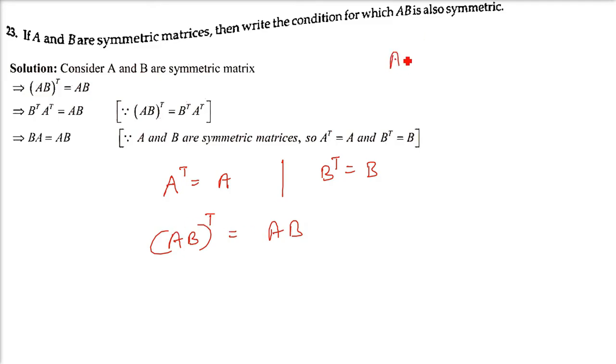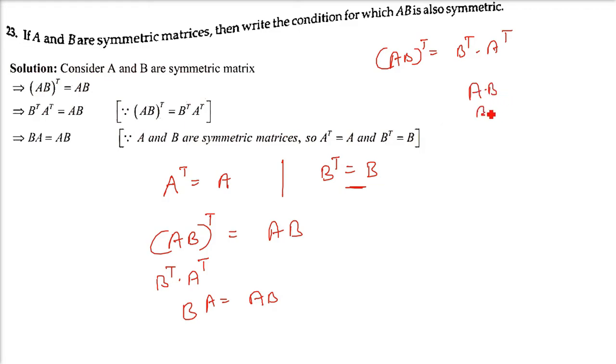I just told you, when we take the transpose of a product of two matrices, it will be B transpose into A transpose. B transpose is already given as B. A transpose is already given as A. So BA is equal to AB. Please remember, when you multiply matrices, A dot B and B dot A are not equal in general. But here, in order for AB to be symmetric, BA has to be equal to AB.